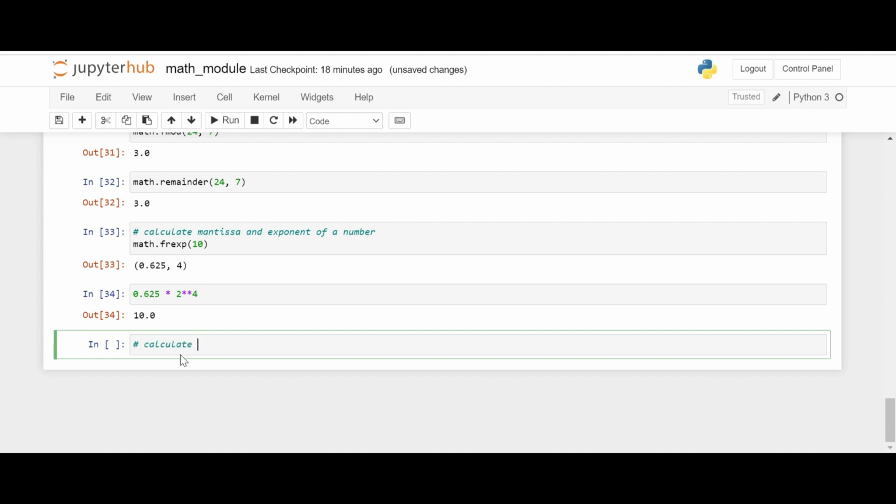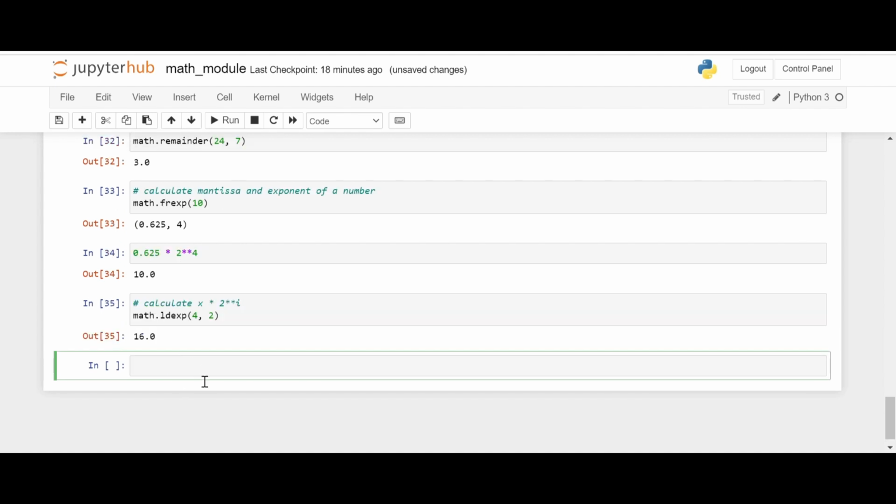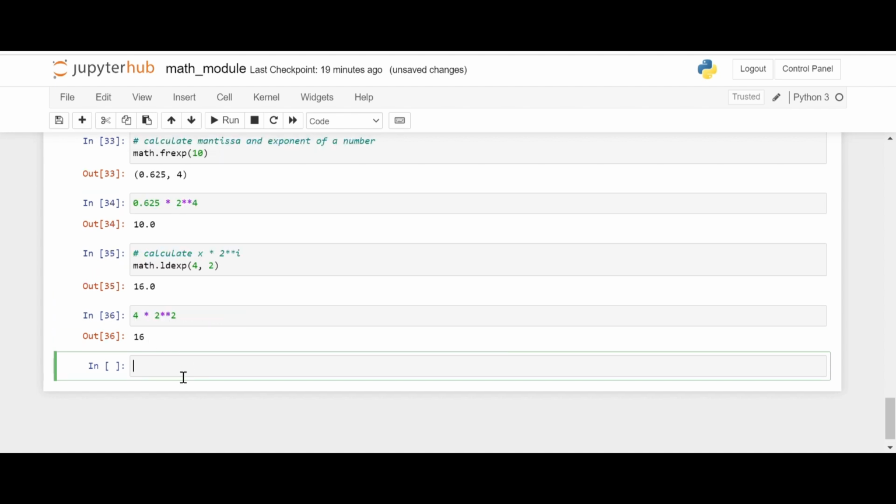Now calculate x multiplied by 2 to the power i. So math.ldexp of 4, 2. So basically this is happening here. 4, this is x, multiplied by this is 2 to the power i, 2 to the power 2. 2 to the power 2. We get 16.